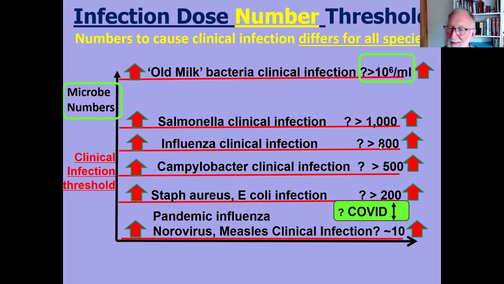Seasonal influenza is about over 800 virus the average person would have to breathe in. If they're vaccinated, it might be 1,200, but about 800. Campylobacter, about 500. COVID, when it first started, the Wuhan strain, the average person had to breathe in about 200 virus. So it was a lot more infectious than influenza at 1,000, five times more infectious.